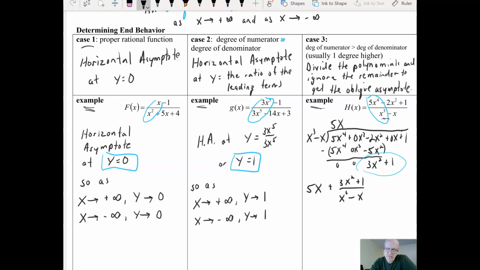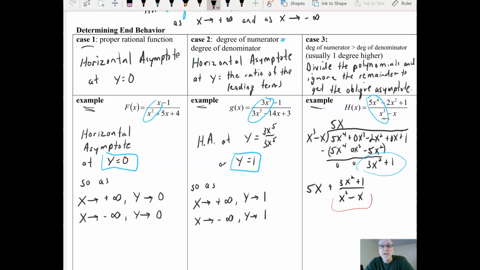And the question, just briefly, is why do we ignore the remainder? And the answer is because we're looking for what happens as x gets very, very large, or as x goes towards infinity or negative infinity. So we can kind of ask ourselves, what would happen to this remainder as x goes towards infinity? Let's say x were 1,000,000. You would be looking at 3 times 1,000,000 squared over 1,000,000 cubed. Now that may not seem like it's 0, but it's getting pretty close to 0.